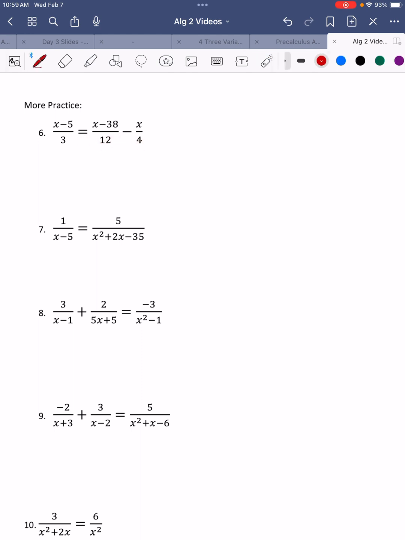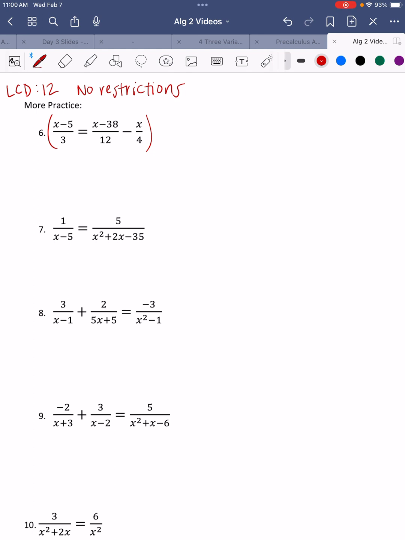So I'm going to think of my least common denominator here. Looks like I could use 12. No need to multiply 3 and 4 and 12 together, since 3 and 4 can both become 12. On this one, there are no restrictions because there's no way that any of the denominators could become 0. They're all numbers. So I'm going to take my entire equation and multiply by 12.